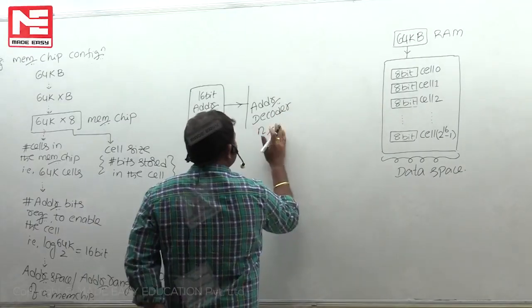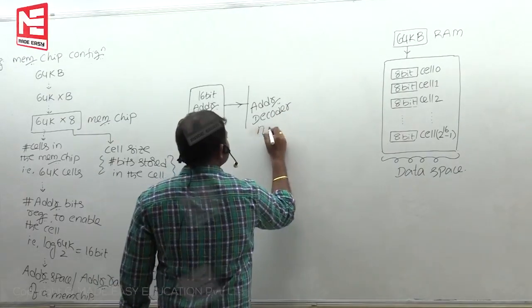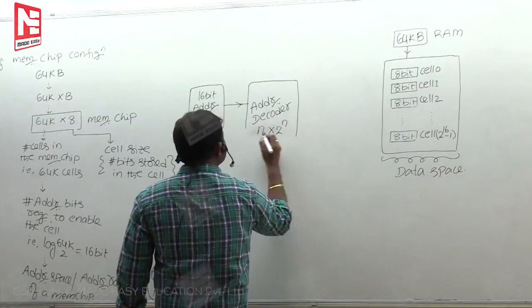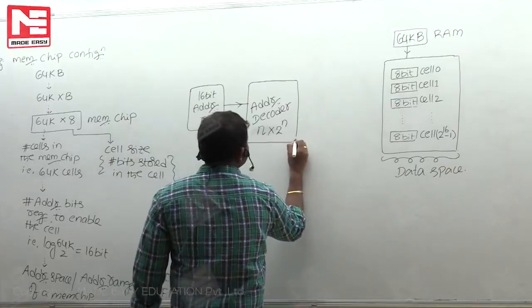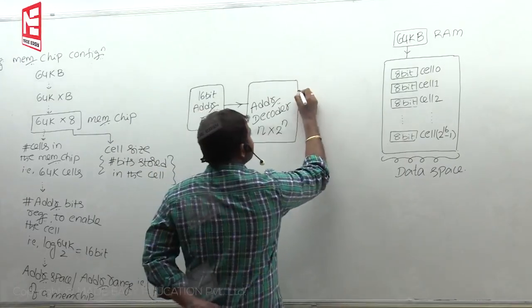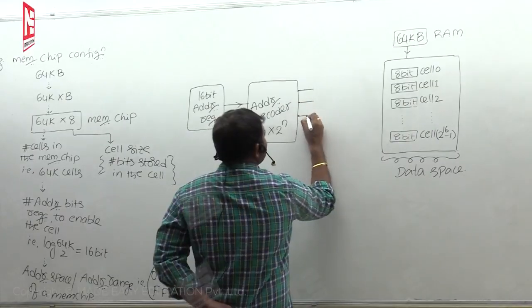Decoder contains a specialty: n by 2 power n. N is the input, 2 power n is the output. So here n is 16, so it will produce 2 power 16 signals. We are describing the generalization.